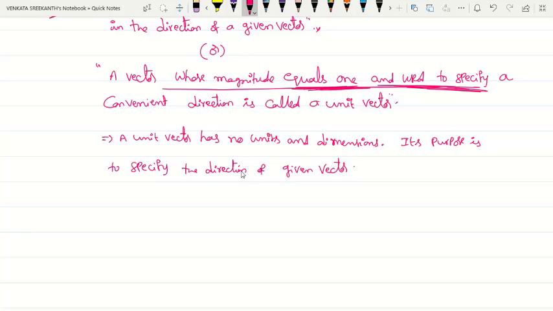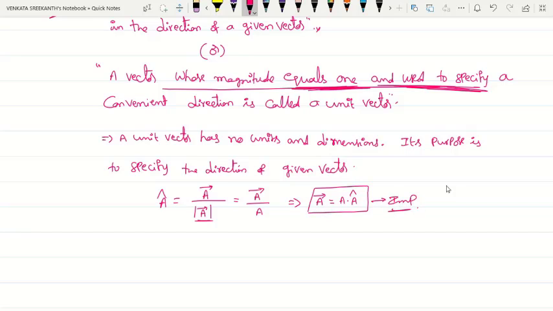Even this vector can be represented by a cap. So the formula is A cap is equal to A bar divided by modulus of A bar. Here, the modulus of vector A is always a scalar, that is A. So simply we can write vector A is equal to A into A cap. My dear students, it is one of the important formulas. Please remember it. Based on this unit vector, I need to explain in more depth. I will explain that in my next class.